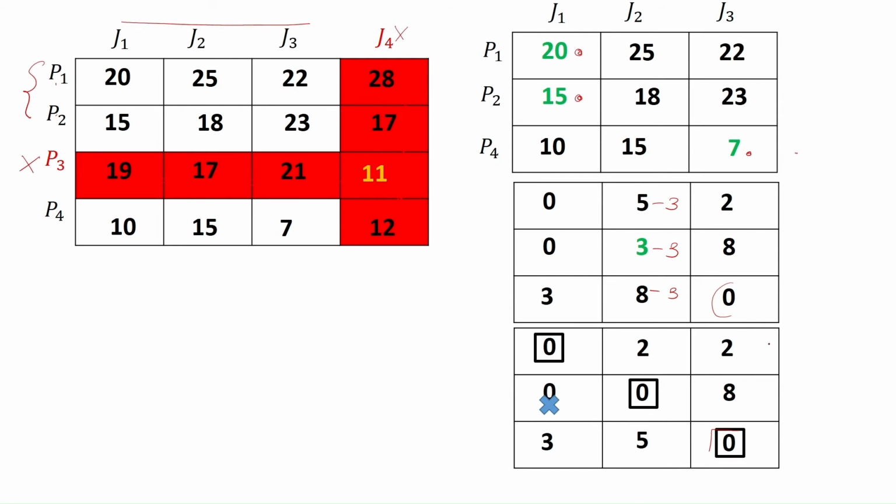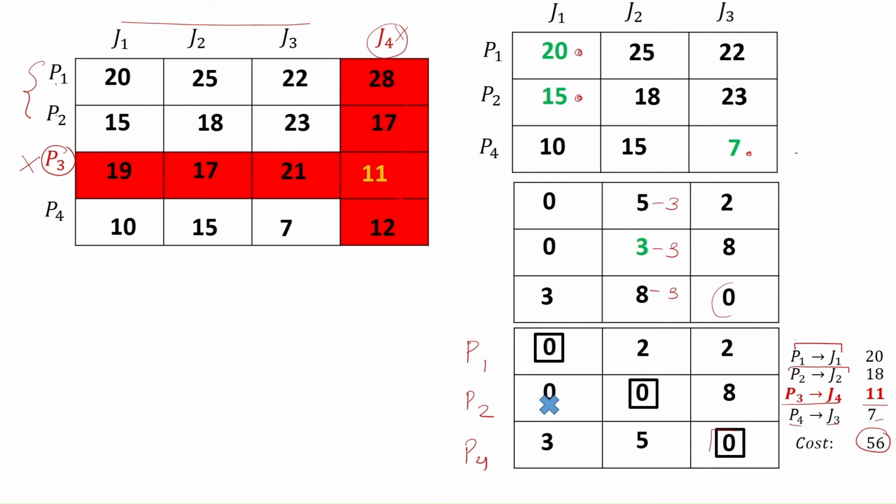Now see, I have 3 allocations, for P1, P2 and P4. So what is the allocation? P1 does job 1, P2 does job J2, and where is P3? See, P3 was already decided to do job 4. So at the end of this whole process, I add the cost back of 11. P4 does job 3, which has a cost of 7. So this is the total cost, 56.